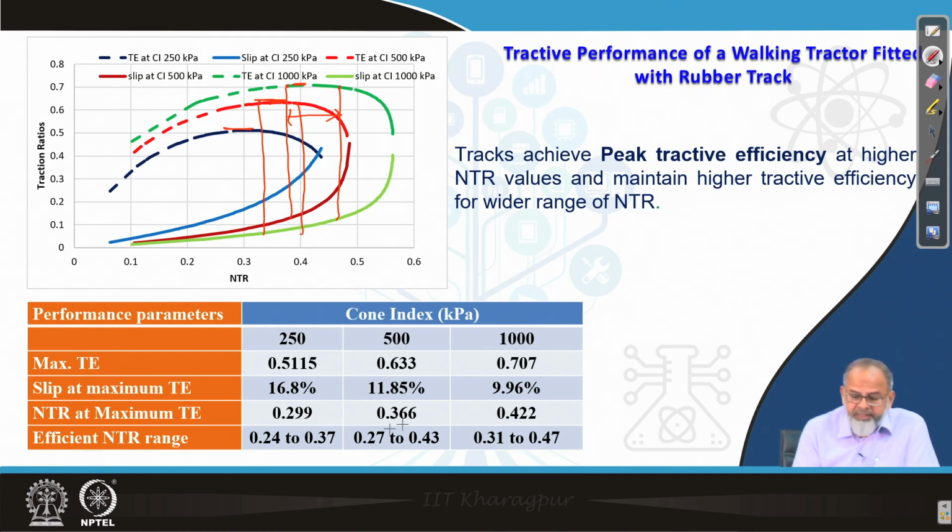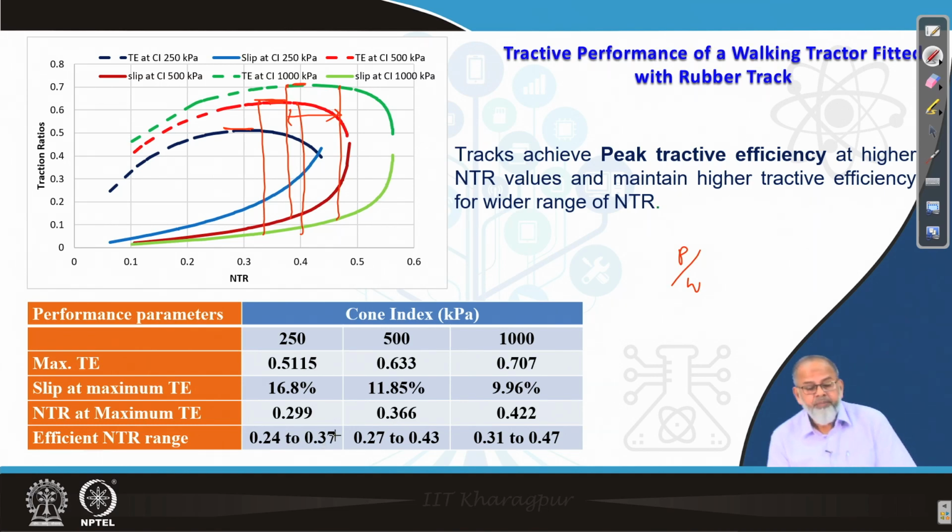When I said NTR is nothing but P by W, that means for a pull value of 24% to 37%, we are getting the maximum tractive efficiency in case of soft soil. In medium soil, it varies from 27% to 43%, and in hard soil the range is still larger, 31% to 47%. So, the track will perform better for different pulling conditions, which is not the case with a wheel type tractor.